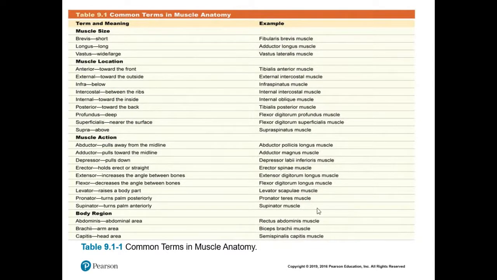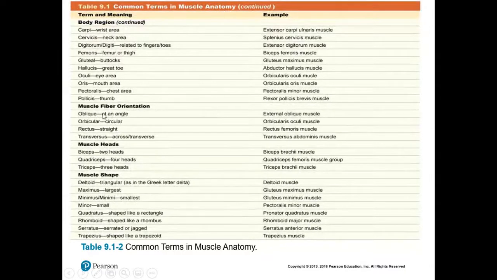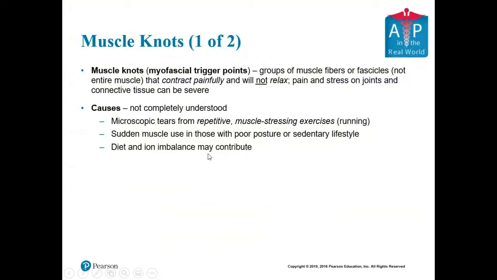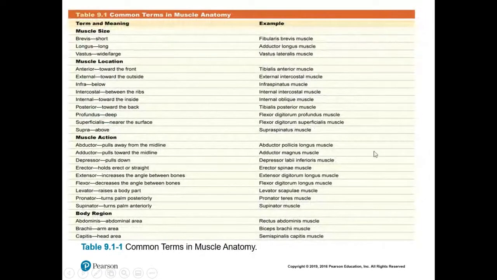Okay, so here are more important terms, and we're going to go ahead and divide these up by different dimensions. So we have muscle size, muscle location, muscle action, body region, fiber orientation, muscle heads, shape, right? So those are different dimensions. Let me go over these real quick. I'm not going to spend too much time.